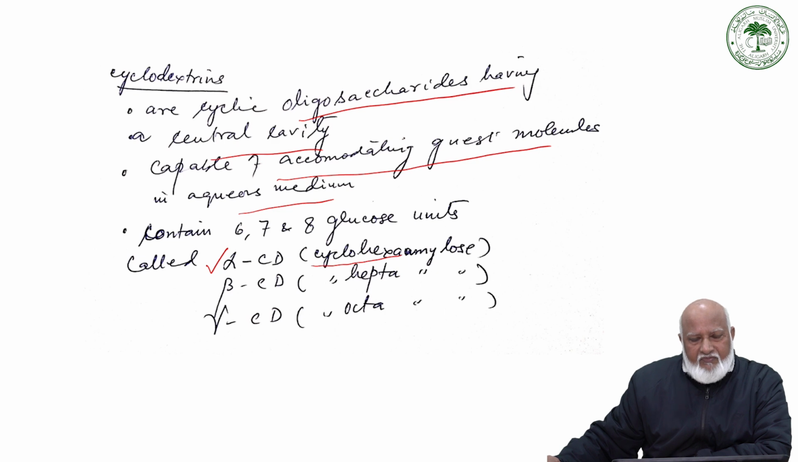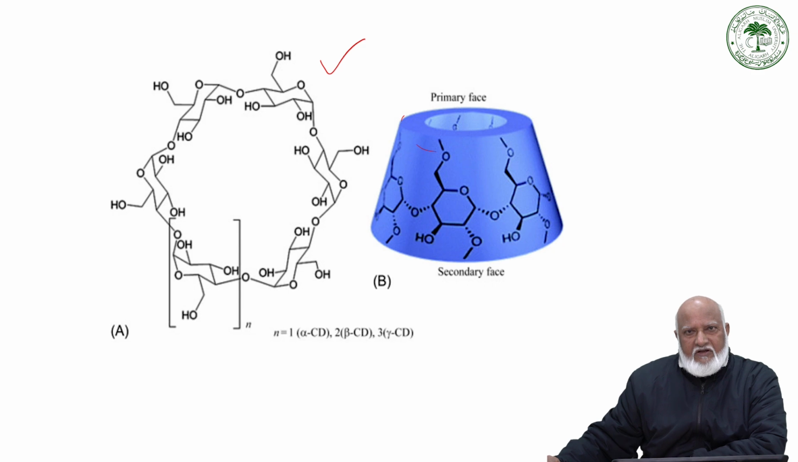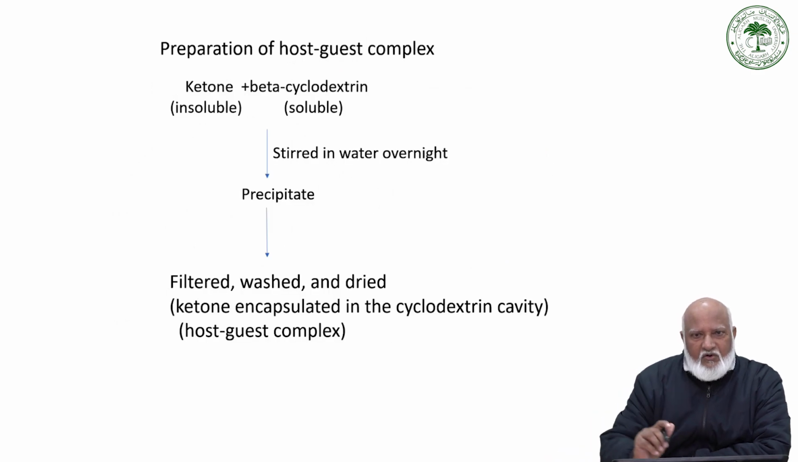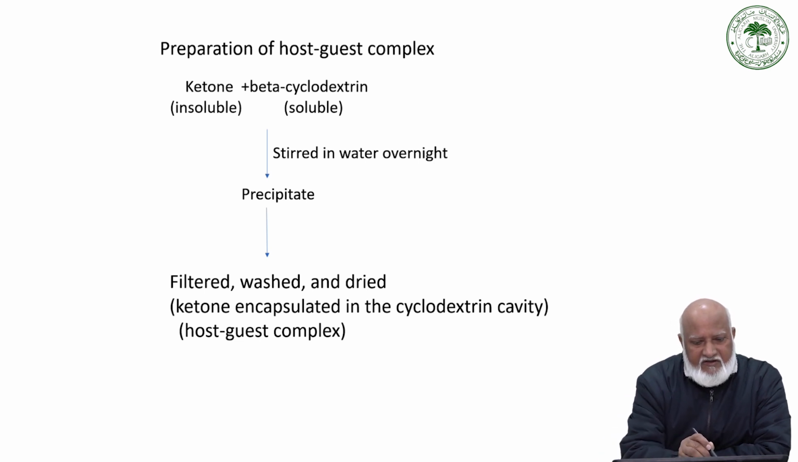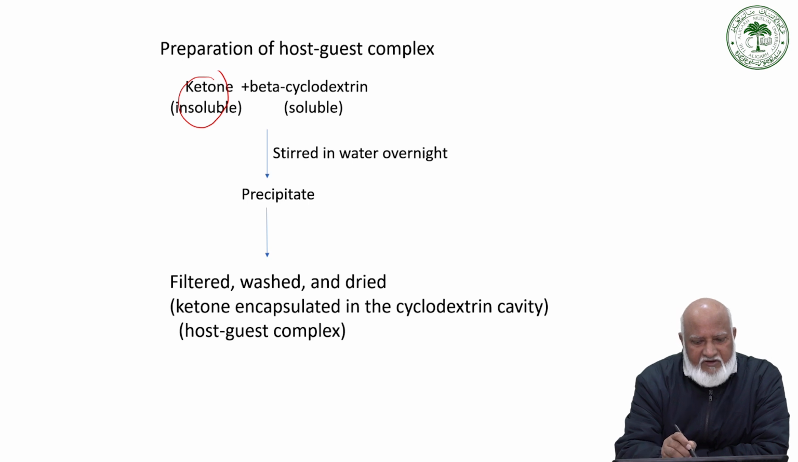I have just mentioned a little bit about the structure of cyclodextrin, so this is the monomeric unit which combines to give a circular structure, and after combination the cyclodextrin structure looks like this. So the host guest complex can be prepared very easily just by taking a ketone, that is any ketone where there is a possibility of having a gamma hydrogen, and beta cyclodextrin, and this is stirred in water.